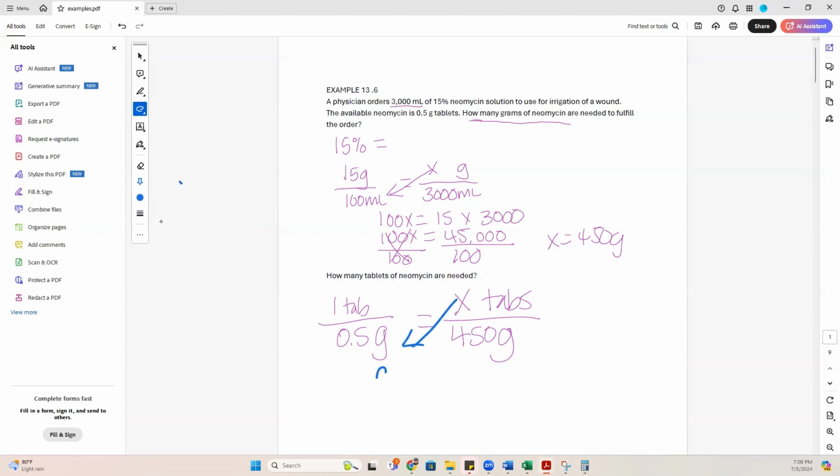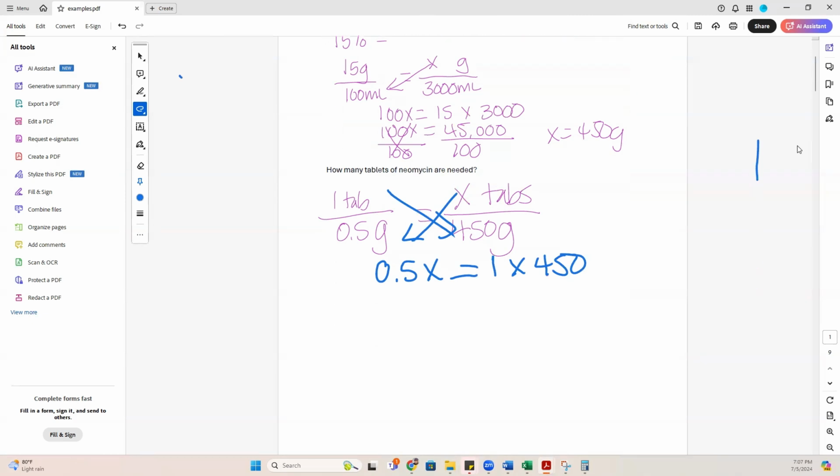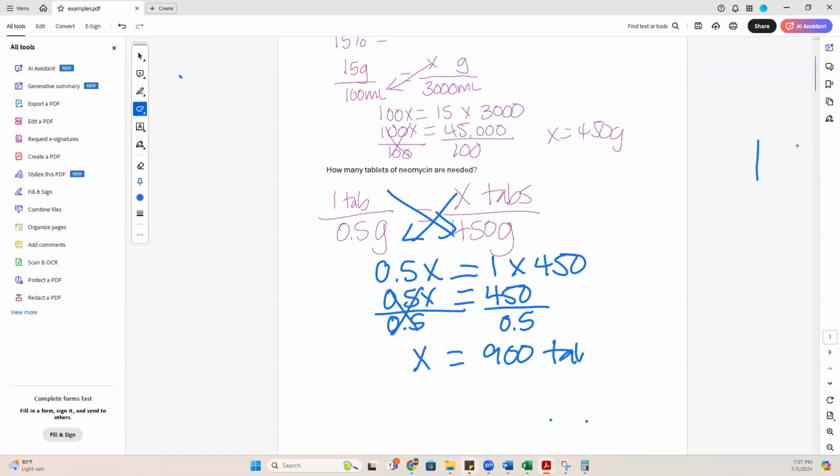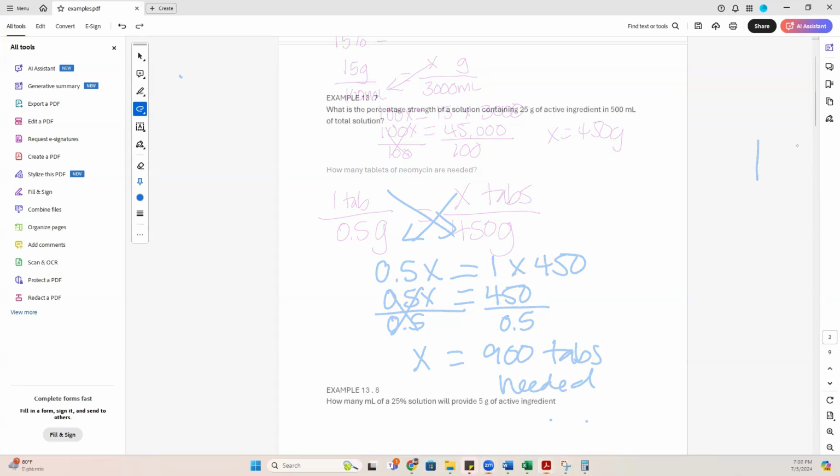So we're going to do 0.5x is equal to 1 times 450. 1 times 450 is 450, and we have 0.5x. We want to get x alone, so we need to divide this side by 0.5, and we also need to divide this side by 0.5. So we're going to do 450 divided by 0.5, which is going to give us 900 tabs needed.